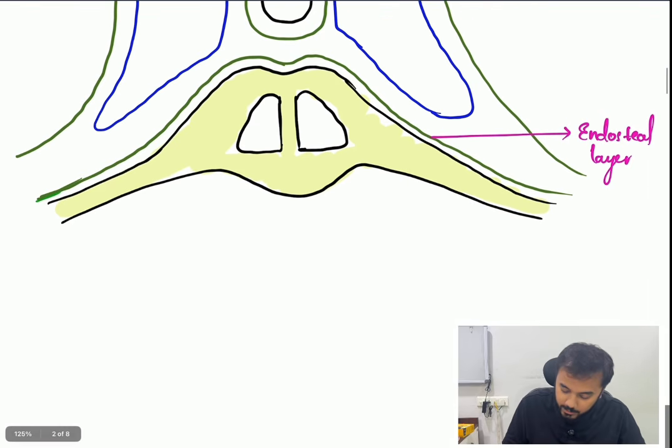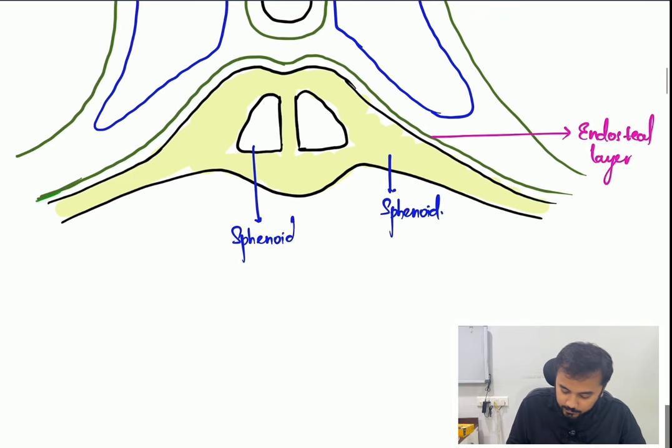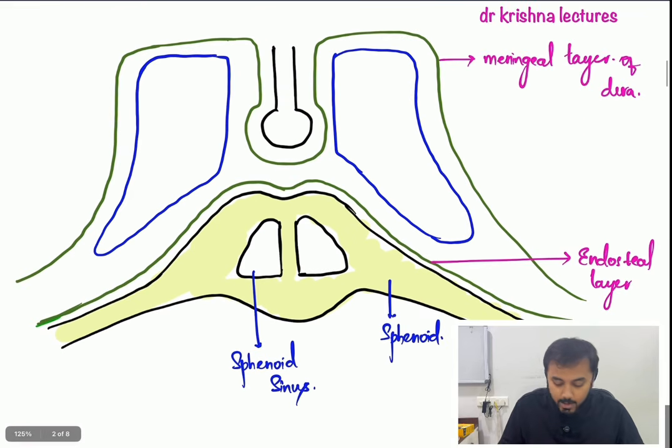So let me write down here. This is your sphenoid bone. This particular one is your sphenoid bone, and this one over here is your sphenoid sinus. This is your sphenoid bone as well as sphenoid sinus. Okay, now we have drawn the pictures of the cavernous sinus. Now let us discuss what structures are present within this cavernous sinus.